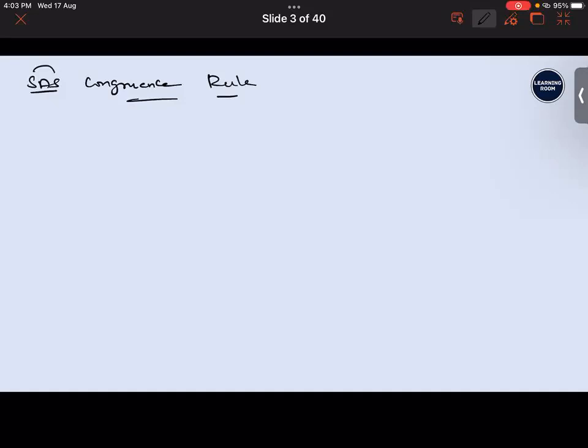So we'll go one by one. If I go with the SAS congruence rule, if you observe two sides and one included angle are the same, then you can say that the triangles are congruent. Is that enough? But I told you a triangle has six properties, right? Three sides and three angles. But we are only taking three properties, two sides and one angle. If that is equal, others will also be equal. That is how the construction of a triangle works. So SAS congruency means what should happen? Two sides and one included angle. Make a note of this.